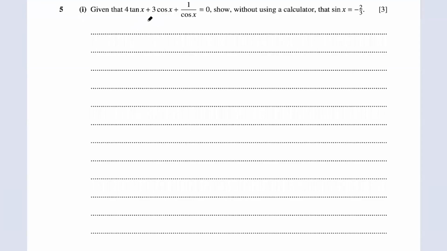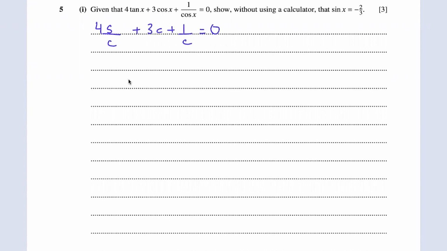Question 5, we have an equation 4 tan x plus 3 cos x plus 1 upon cos x equals 0. We have to show that sin x is equal to minus 2 upon 3. So starting with tan x, we know that tan is sin upon cos. So we can write 4 sin upon cos plus 3 cos plus 1 upon cos is equal to 0.